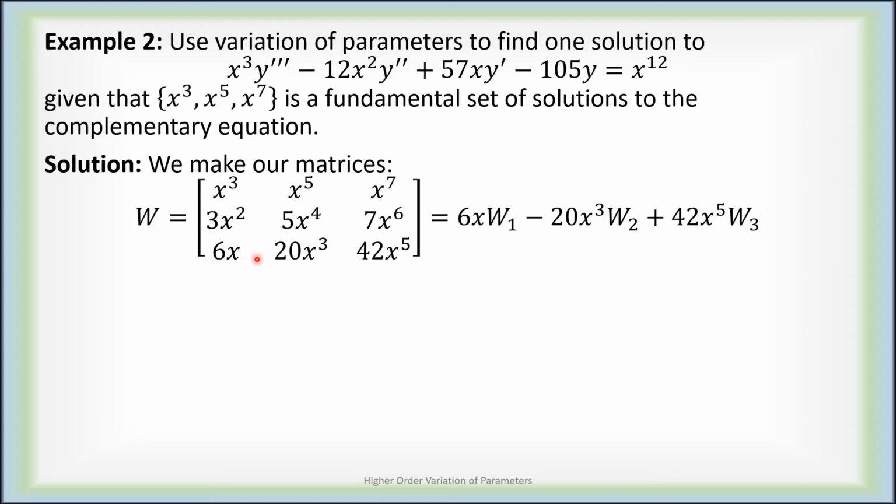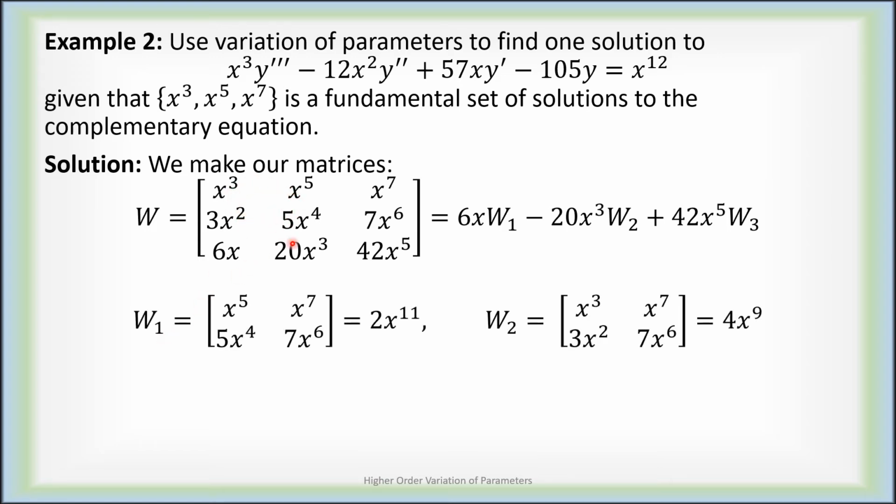If I expand this along the bottom row, we get 6x times the determinant of this matrix, and that's W1, minus 20x cubed times the determinant of this matrix with these two entries and these two, and that's W2, plus 42x to the fifth times the determinant of this matrix here, this 2 by 2, and that's W3.